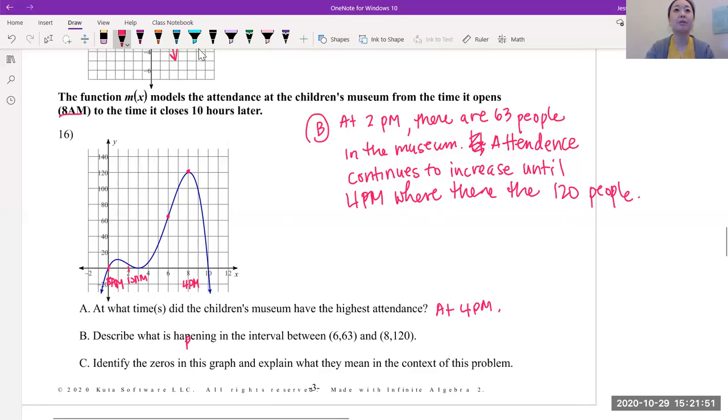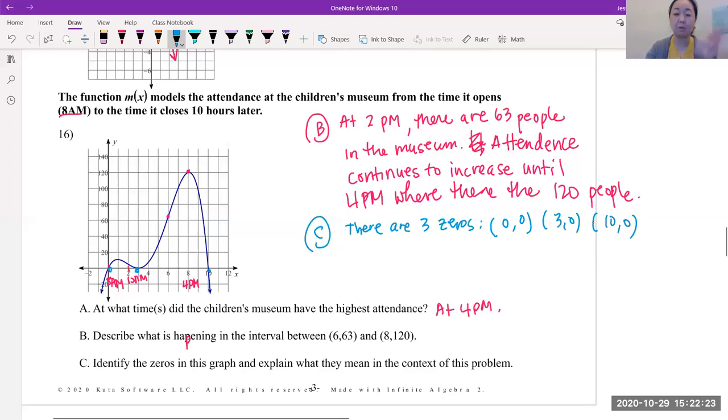So for C, what do we do for C? C says, identify the zeros in this graph and explain what they mean in the context of this problem. So we have 3 zeros here, right? So 1, 2, 3. So there are 3 zeros, so we got to identify them. So let's do that. It's going to be (0, 0), (3, 0), and (10, 0), right? Remember the y is 0, the x is the number.